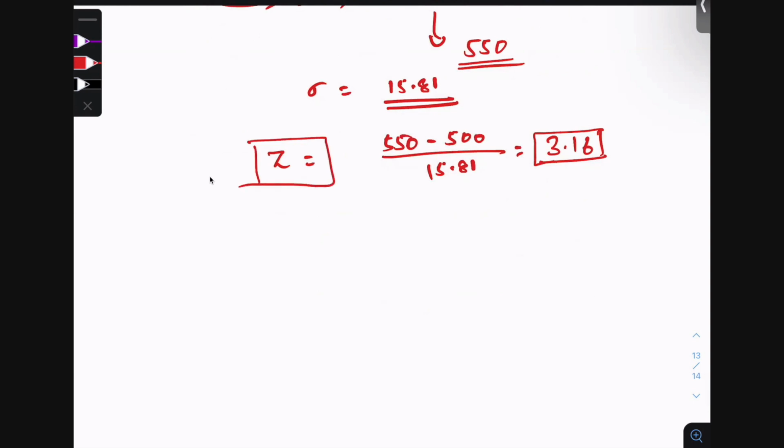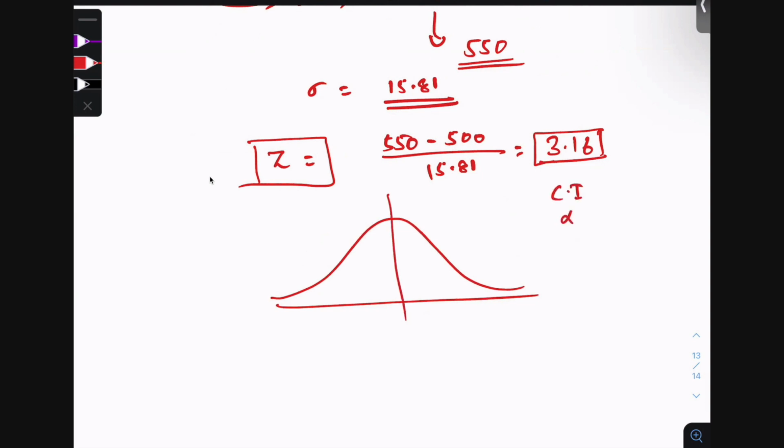Okay, now how can I do hypothesis testing? We assume a normal distribution, right? And what was our confidence interval or alpha? Alpha was given as 0.05, right?